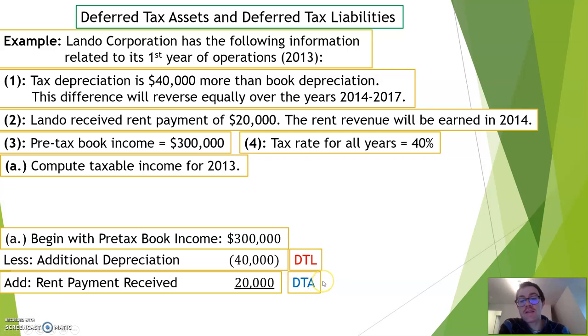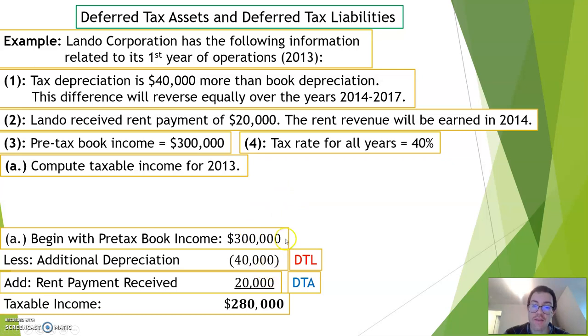DTA, deferred tax asset, is the opposite situation. We are basically paying taxes now on this $20,000 payment, and we're not getting to recognize any revenue. But what that means is that the next year, when we do recognize $20,000 in revenue, that's going to be $20,000 in revenue that we're not going to be paying any taxes on. So that's good. That's an asset, a deferred tax asset. Anyhow, the net difference here, starting at 300 minus 40 plus 20, taxable income is $280,000.